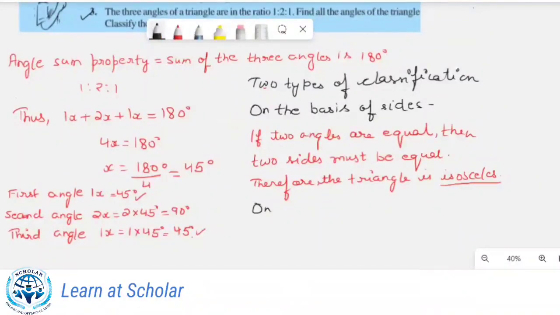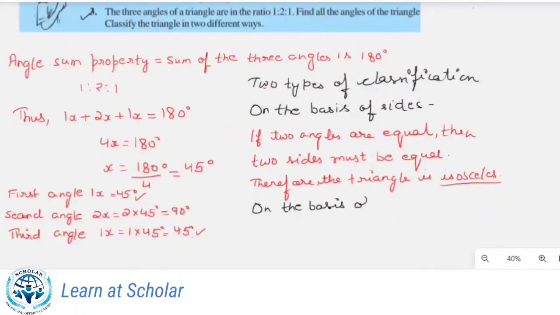Another classification on the base of angles. One angle is of 90 degree. That means the triangle is a right angled triangle.